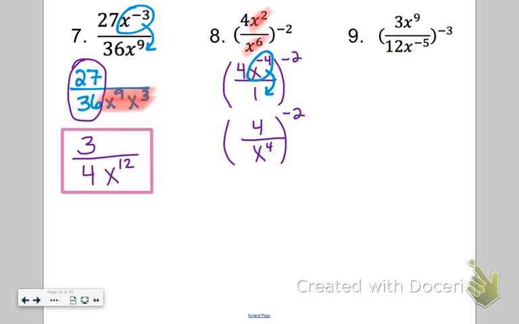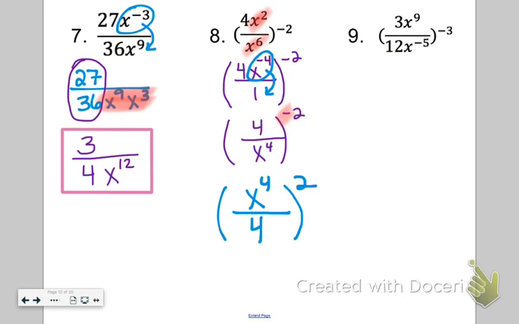Now we're taking all this to the negative second. So the trick I taught you guys in class was we can take care of that negative power on the outside just by flipping what's inside. So it now becomes positive 2 on the outside, but x to the 4th goes in the numerator and 4 goes in the denominator. Now we just flipped what was inside and that took care of the negative.